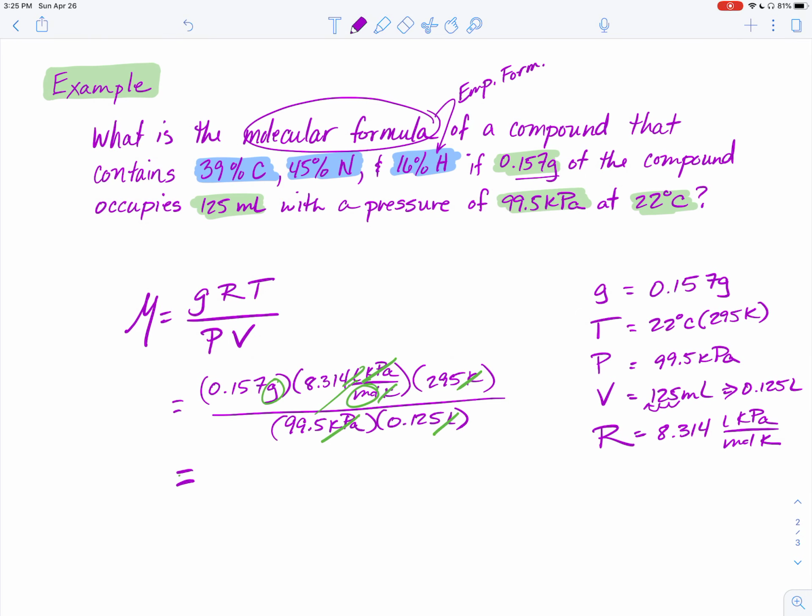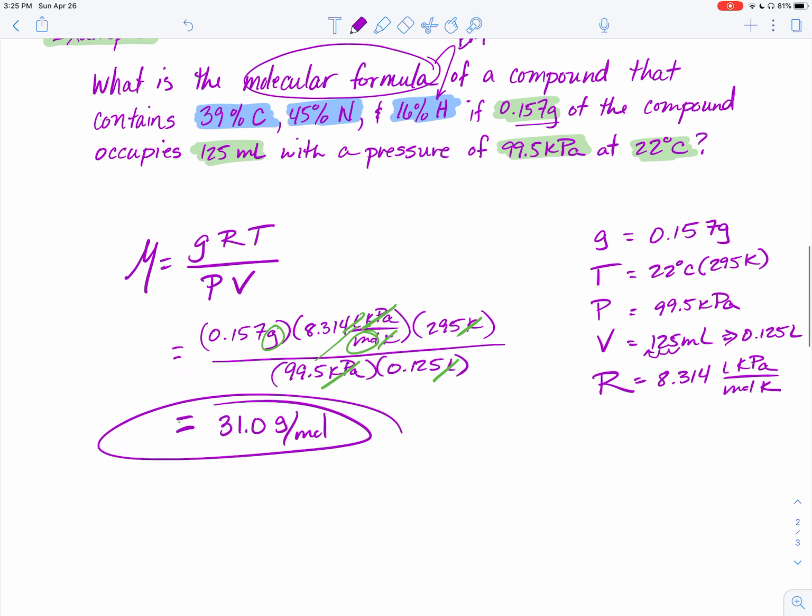And so when you put this in your calculator, you're going to round this to 3 significant digits. This ends up being 31.0 grams per mole. So we know this is the molar mass of that substance. Now let's try to figure out a way for us to get to the formula, but we're going to use percent compositions to help us get there.